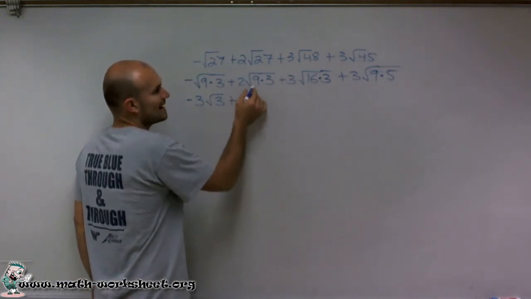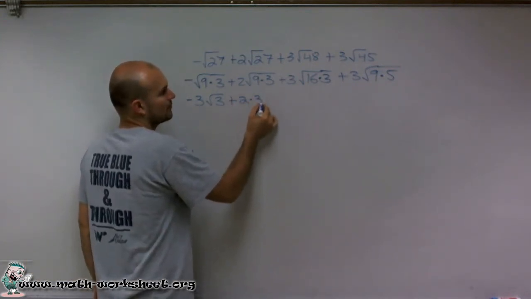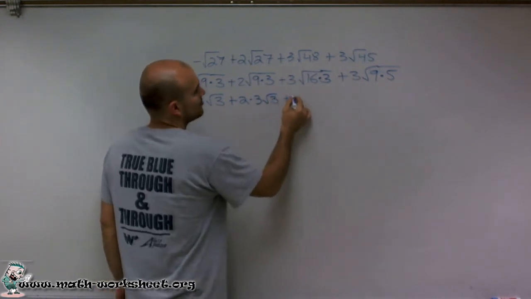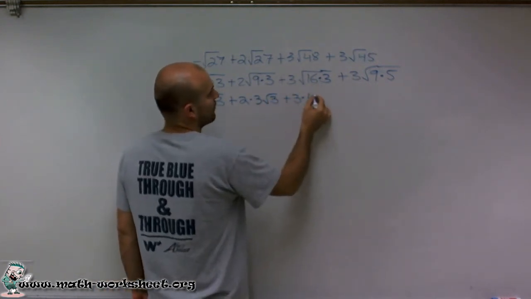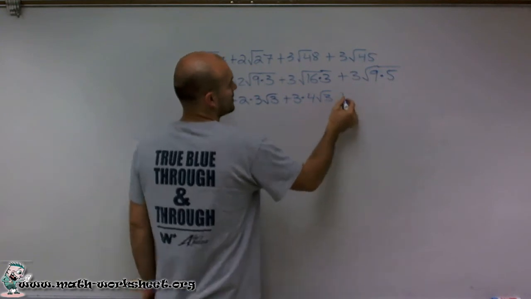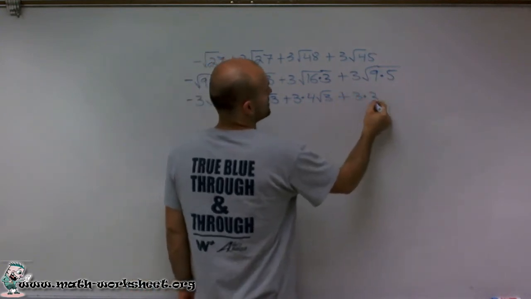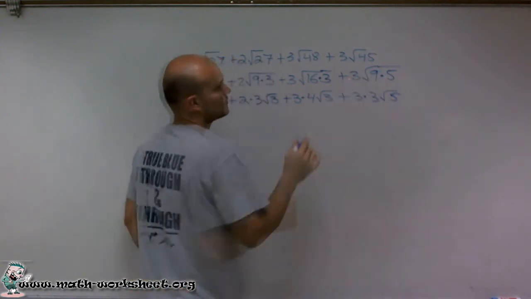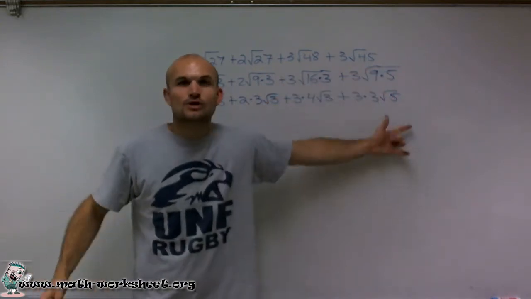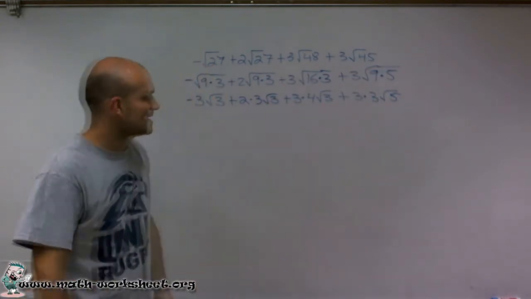Plus 2 times the square root of 9 again would be 3, radical 3, plus 3 square root of 16 is 4, radical 3, plus 3 times 3 radical 5, because the square root of 9 is 3. And since there's no even root for 5, I'm going to leave it under the radical.